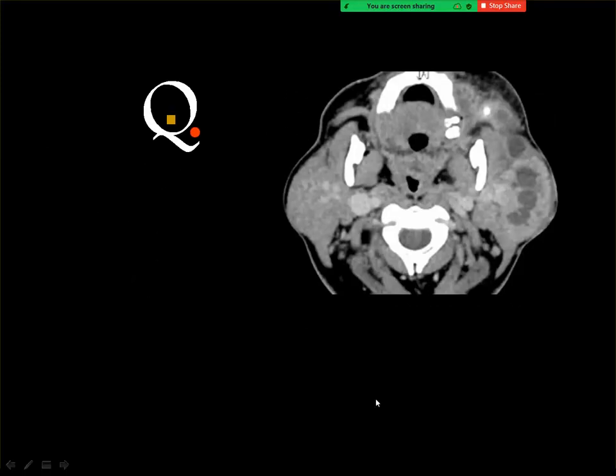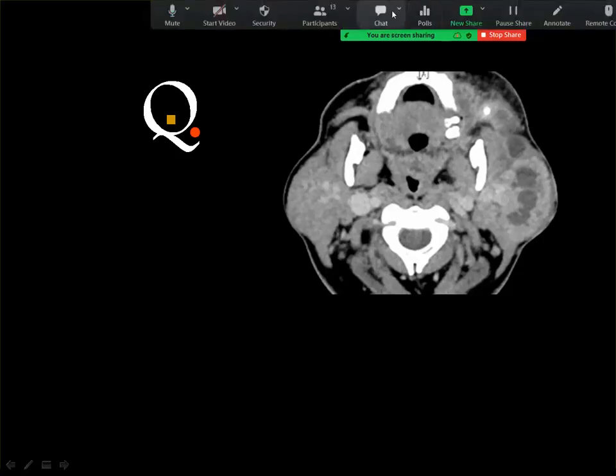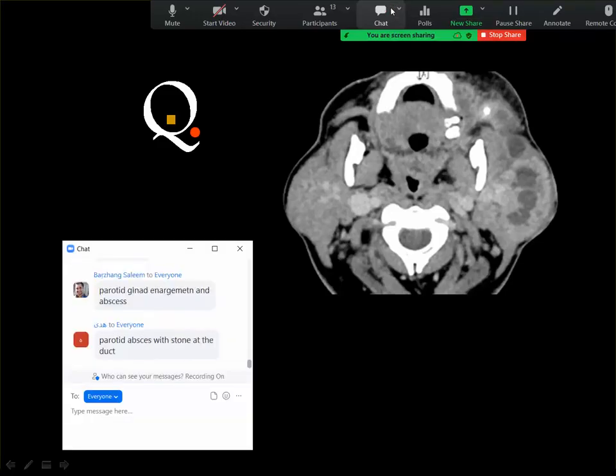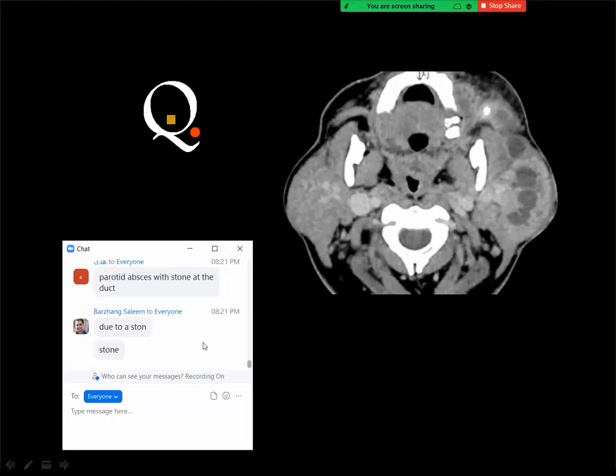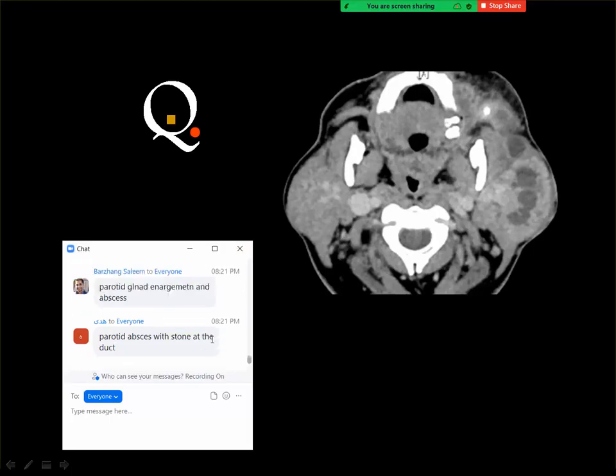The next case is a CT of the neck at the level of the parotid glands, and what do you think? Parotid abscess and stone, parotid abscess, stone, parotid gland enlargement. Okay, the answers are good.